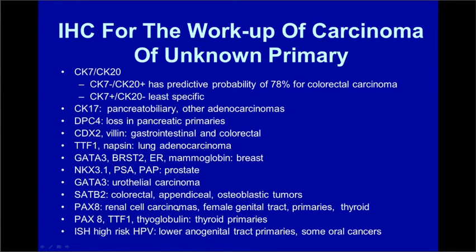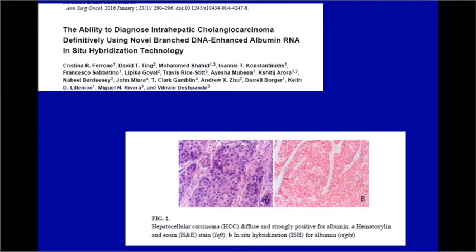If we're trying to decide if it's renal cell carcinoma or a female genital tract primary, we can use PAX8. Thyroid primaries can be PAX8, TTF1, or thyroglobulin positive. In situ hybridization for HPV can be useful if we're trying to determine if something's a lower anogenital tract primary or a metastatic oral primary, or certain oral primaries.